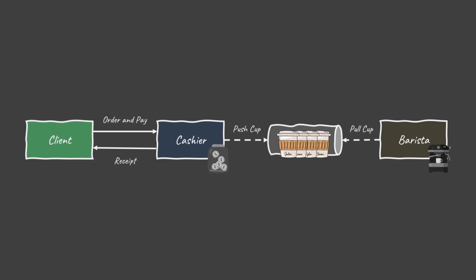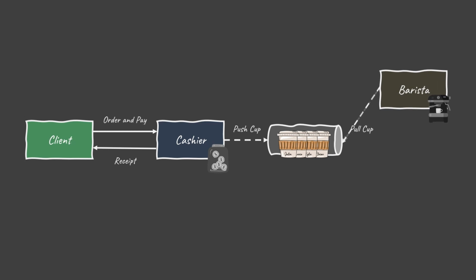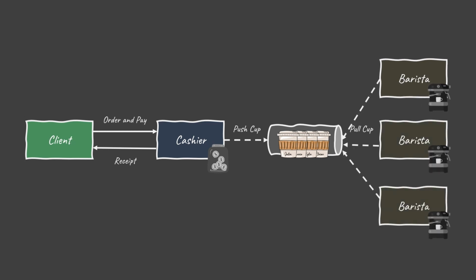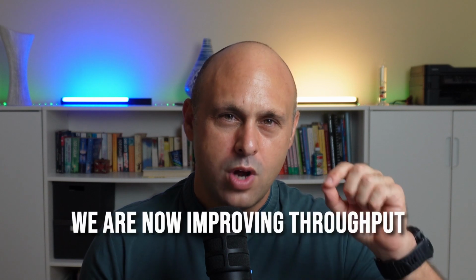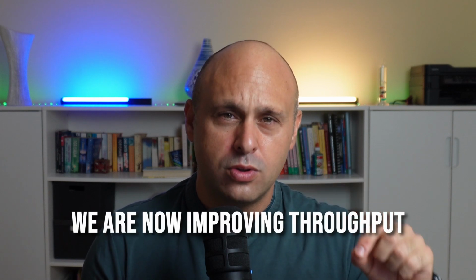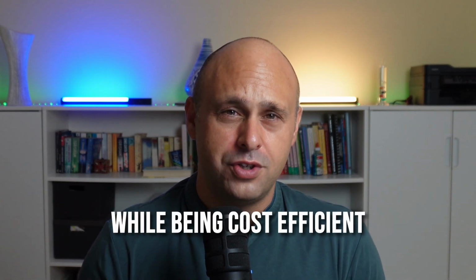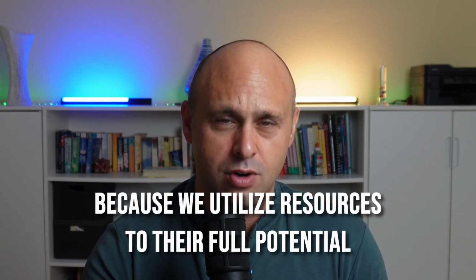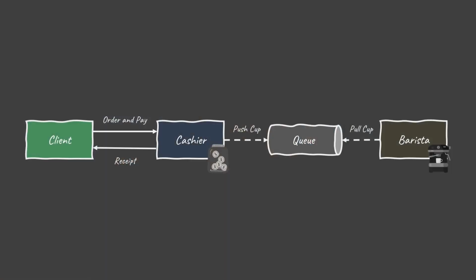Asynchronous processing allows us to scale cashiers and baristas independently, based on their throughput. A cashier would probably be enough to feed the queue of 2 or 3 baristas. We are now improving throughput while being cost efficient because we utilize resources to their full potential. Another big advantage of this approach is that the barista can take a short break without causing issues to clients.